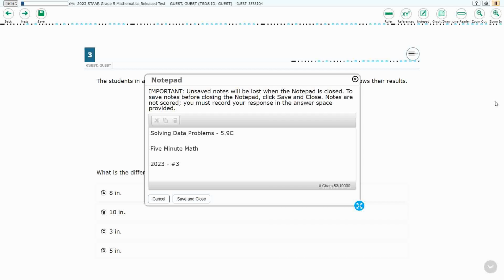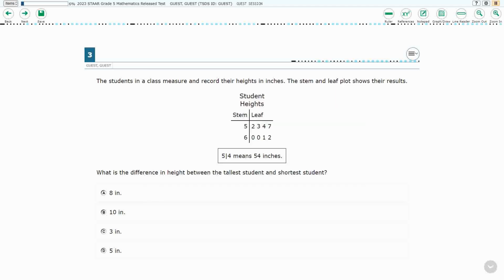Today we are looking at the fifth grade concept of solving data problems. This is Standard 5.9C in the great state of Texas, and we are using item number 3 of the 2023 released STAAR test. If you haven't done so already, please go ahead and take a moment to pause the video, work this problem out on your own, unpause it, and we will look at our answers together.